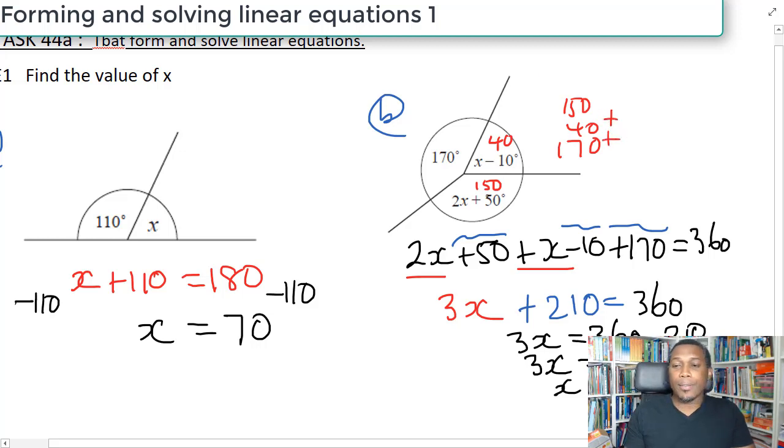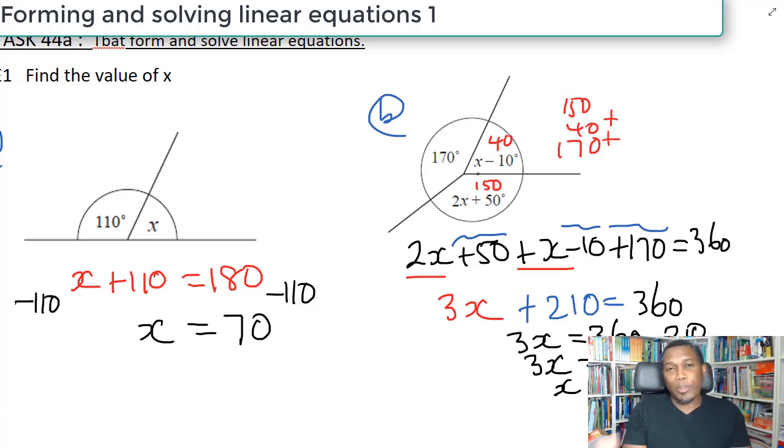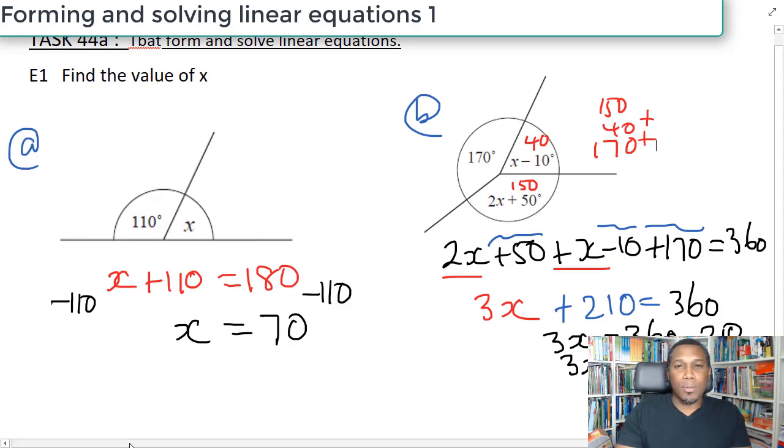So you can see we can check, and we can have confidence that we are right. We move on in the exam smiling, saying, yeah, I did it. I formed an equation and I solved it. That's the technique we're practicing here. I've gone through 2 examples that should see you through the key angle facts.